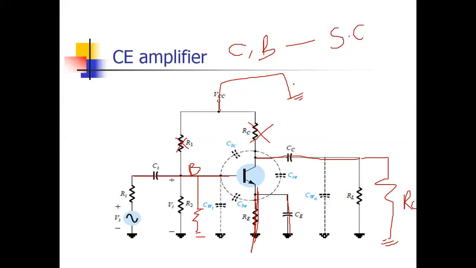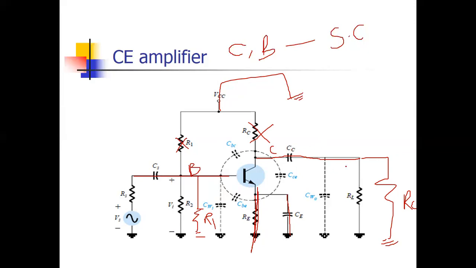Since this DC supply is grounded, this R1 is connected to ground and R2 is also connected to ground. So we can cut this and connect R1, R2 in parallel here. So it will be R1 parallel R2. Same here, this is also connected to ground and this is also connected to ground. So we can cut it here and put it here for simplicity.